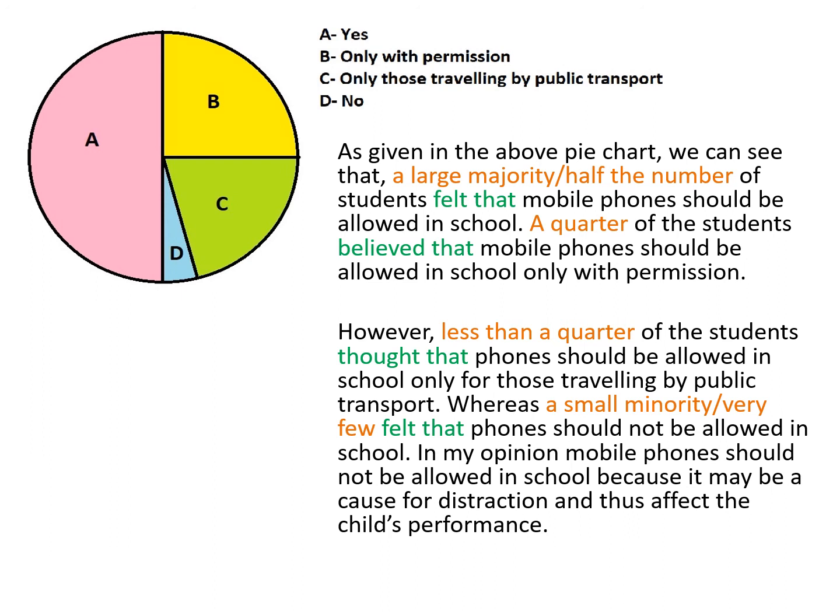So let's go to the second paragraph, which explains C and D and includes your opinion. However, less than quarter of the students thought that phones should be allowed in school only for those traveling by public transport. Whereas a small minority, very few, felt that phones should not be allowed in school. Now comes your opinion. In my opinion, mobile phones should not be allowed in school because it may be a cause for distraction and thus affect the child's performance.